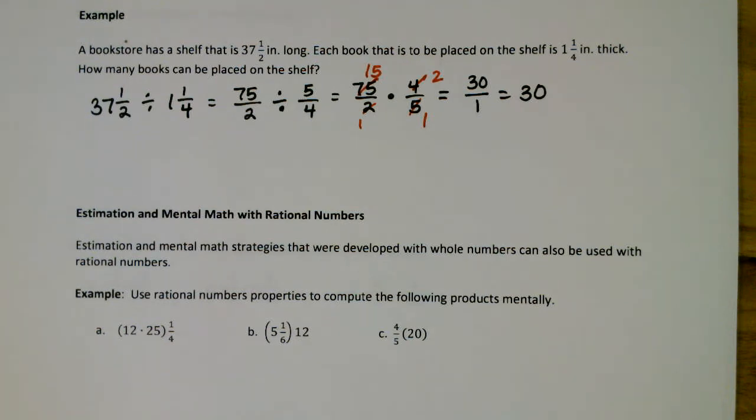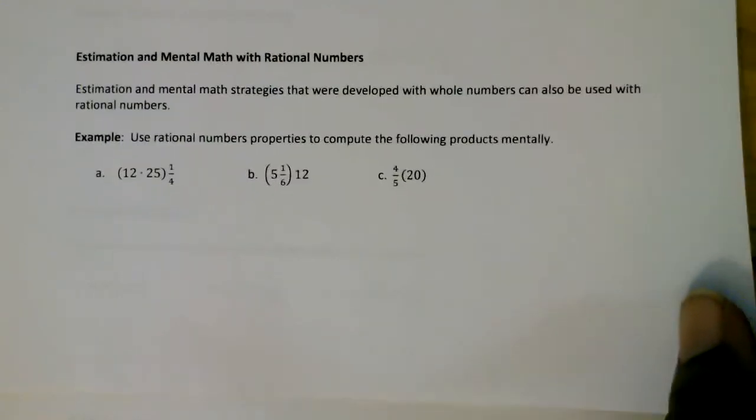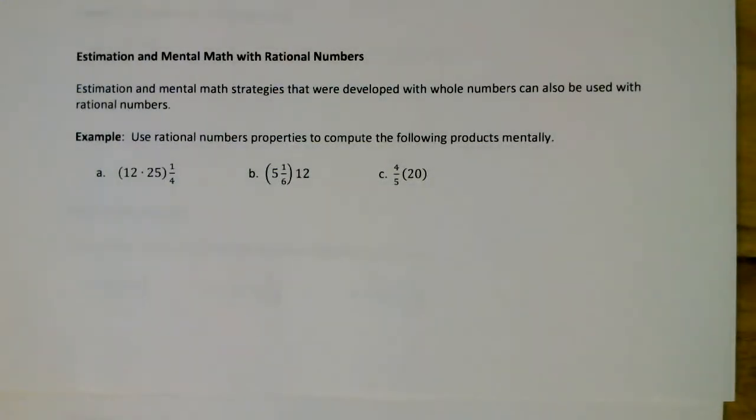Okay. All right, next we'll look at estimation and mental math with rational numbers. Estimation and mental math strategies that were developed with whole numbers can also be used with rational numbers, like in this example here. Let's say one used the rational numbers properties to compute the following products mentally, like 12 times 25 multiplied by 1/4.